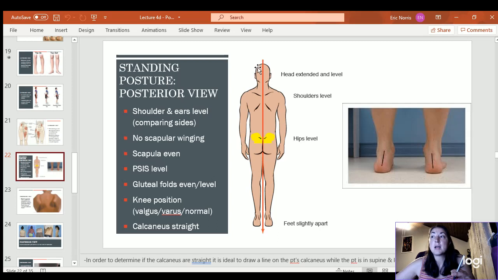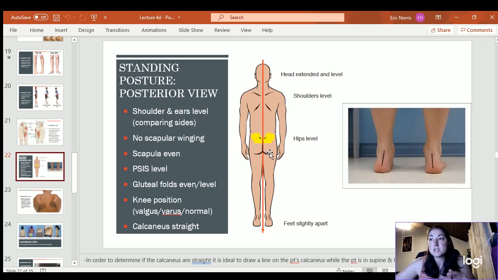Again, the plumb line should really fall in the middle of the body and your weight should be evenly distributed on both sides. You can compare the shoulders, the ears, look for scapular winging, and make sure that the scapula are even on both sides. Look at the PSIS position, make sure there's not a rotation or an even alignment there. Look at the gluteal folds.